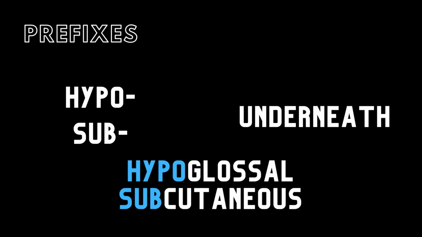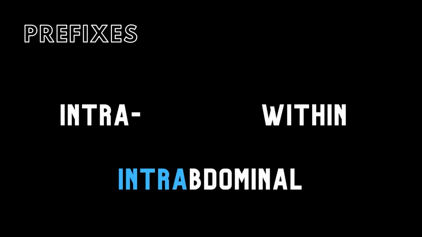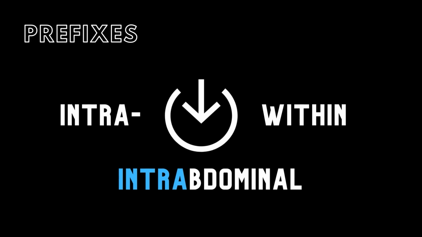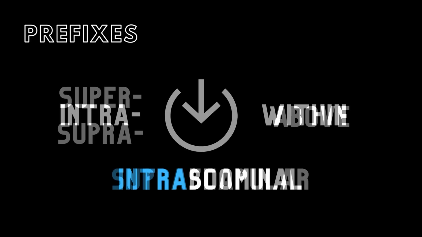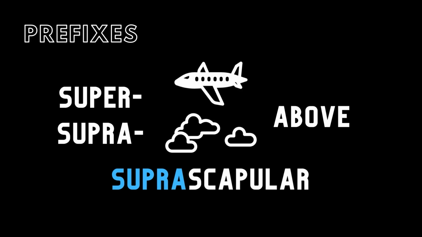Hypo or sub are prefixes that mean underneath. Examples of these include hypoglossal and subcutaneous. Intra means within, as in intra-abdominal. And lastly, super or supra means above, as in suprascapular.